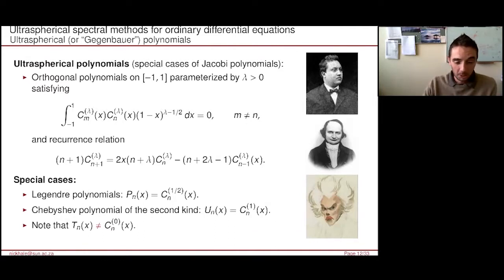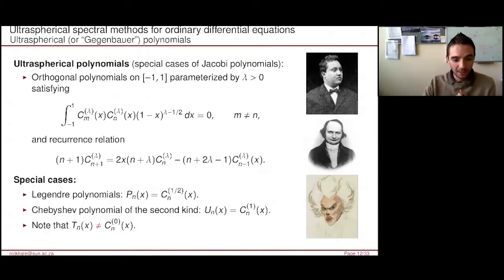There are a couple of special cases I just want to mention. These are the Legendre polynomials, which most people have heard of in the context of the Gauss quadrature. They're a special case when we take this parameter lambda equal to a half. And the Chebyshev polynomials I mentioned earlier are also a special case, where we take this value lambda equal to 1. So these are the ultraspherical polynomials. They're also sometimes called the Gegenbauer polynomials.